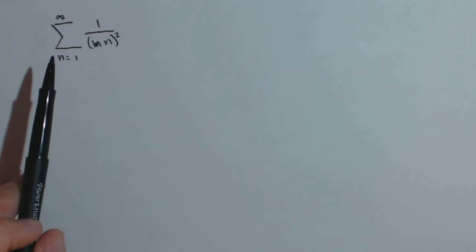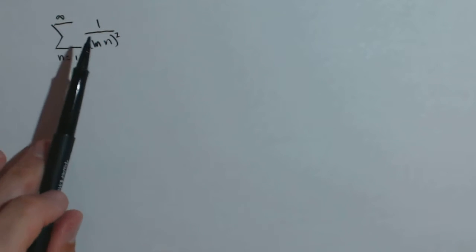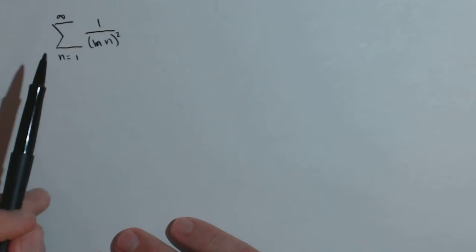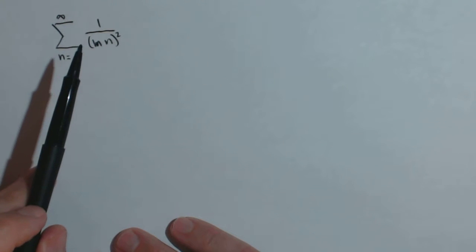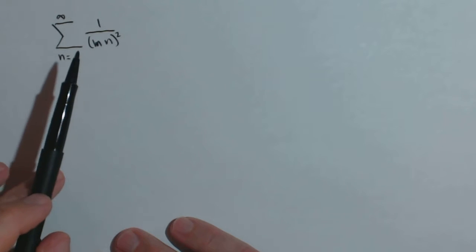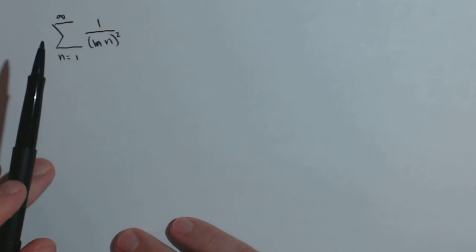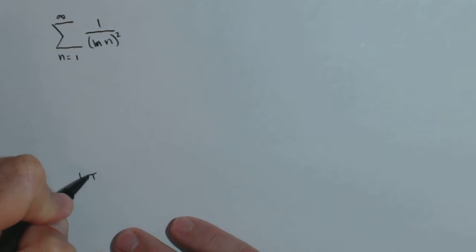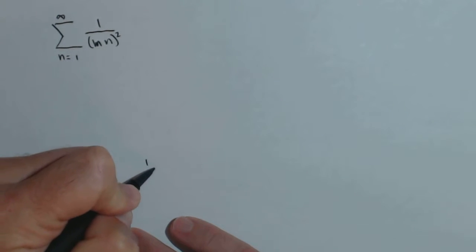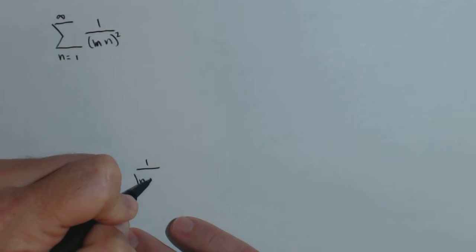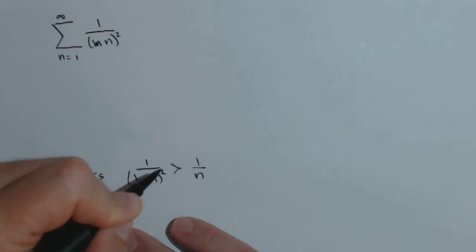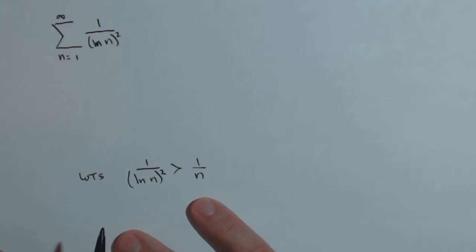So we need to determine the convergence or divergence of the following series. So let's just say we think it's divergent, and we would like to compare it to, say, 1 over n. Then in that case, we would want to show that 1 over (ln n)^2 is greater than 1 over n. If we can show that, we're in great shape.